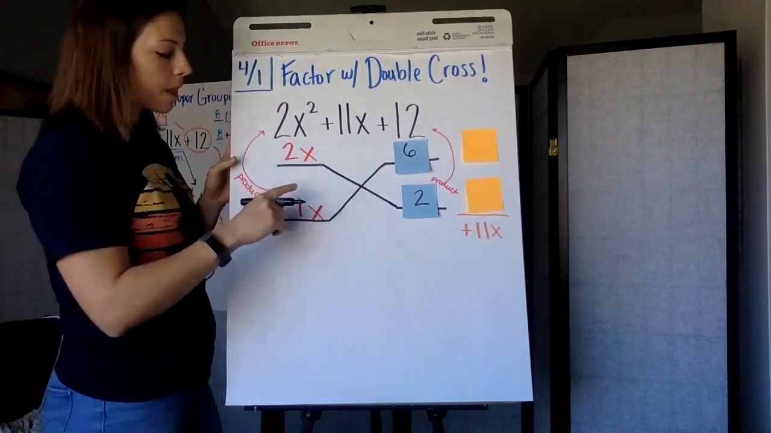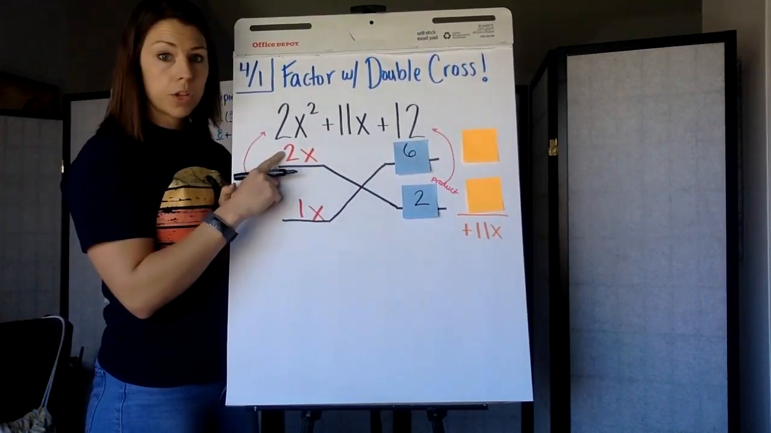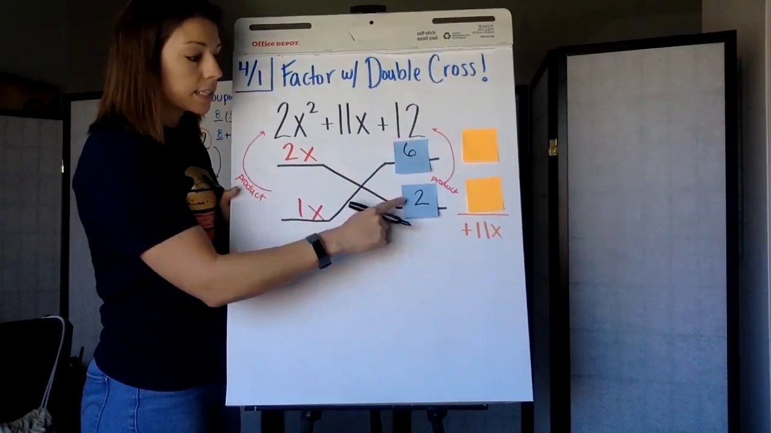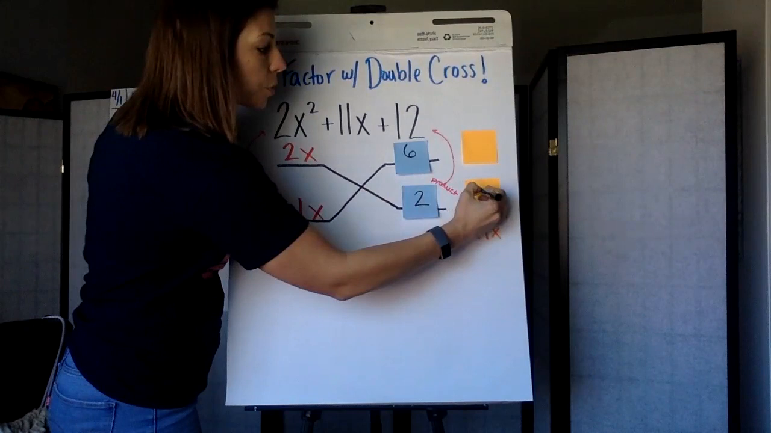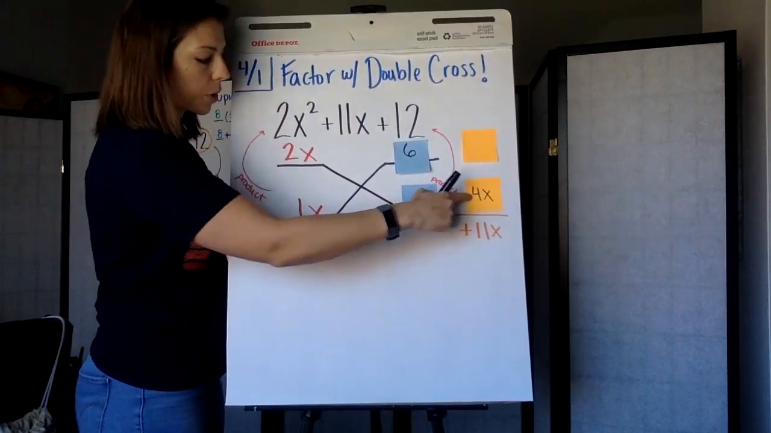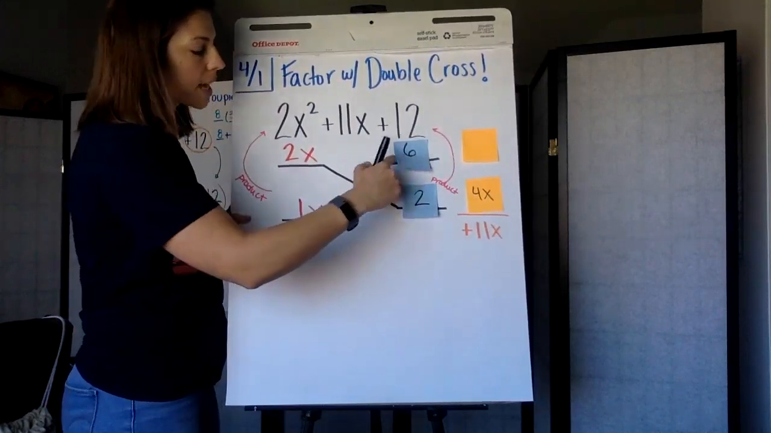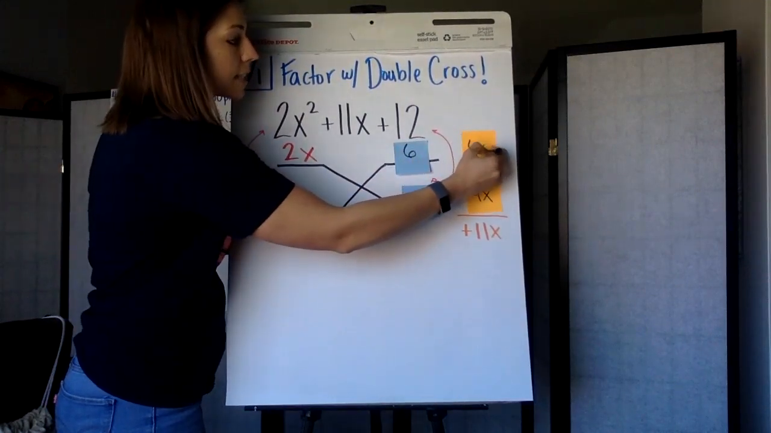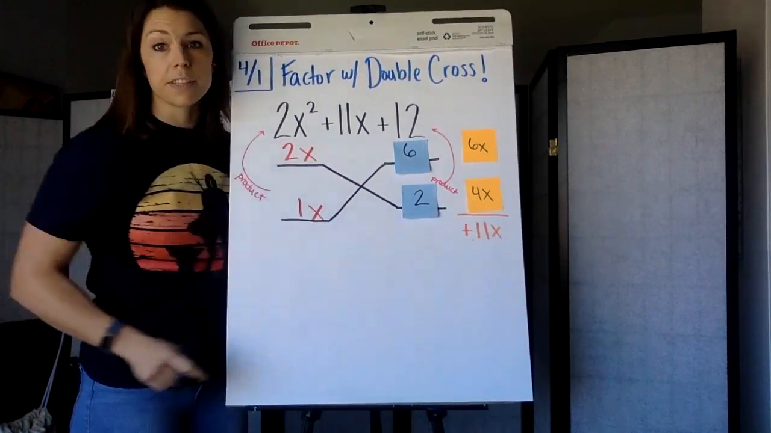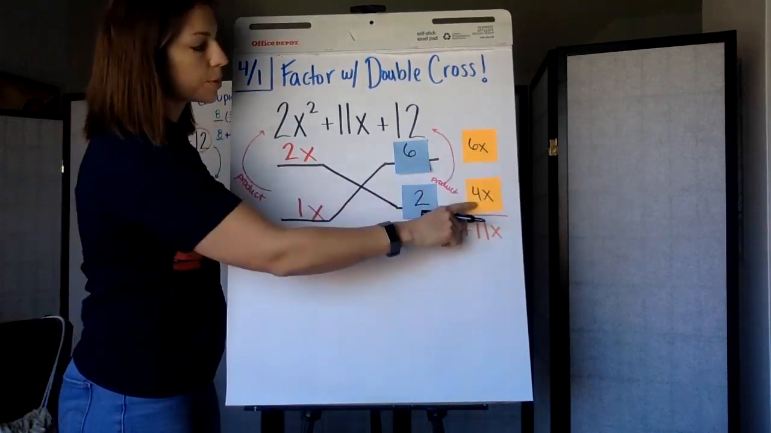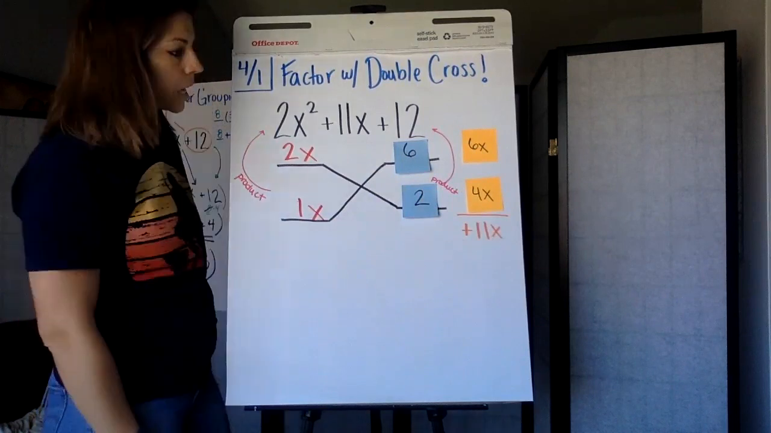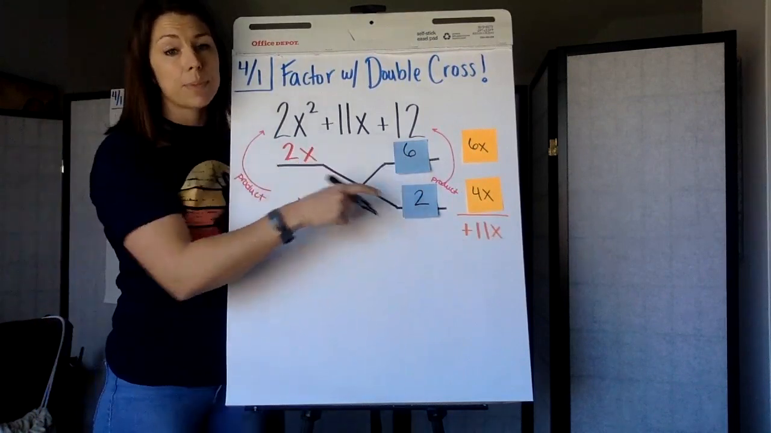So here's what we do. You're going to start with the top term. You're going to trace it down and you're going to multiply. What is 2x times 2? That's 4x. Okay, so I'm just trailing along. 2x times 2 is 4x. Same thing here. 1x times 6 is 6x. Do these two, when I add them together, give me a sum of 11x? Let's see. What's 6x plus 4x? Darn, that's 10x. That didn't work.